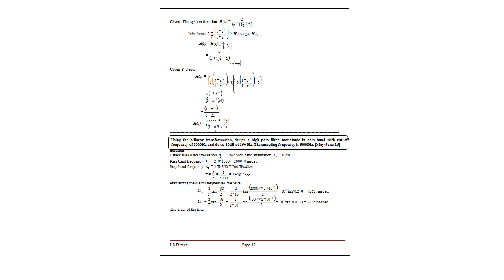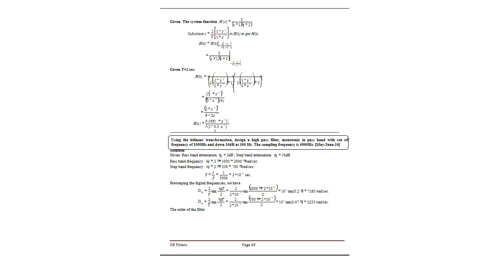Okay. So the next question is, using the bilinear transformation, design the high pass filter monotonic in pass band with a cutoff frequency of 1000 Hz and down 10 decibel at 350 Hz. The sampling frequency is 5000 Hz. So the given solution is, pass band attenuation alpha p is equal to 3 decibel, stop band attenuation alpha s is equal to 10 decibel, pass band frequency omega p is equal to 2 pi into 1000 and stop band frequency omega s is equal to 2 pi into 350.